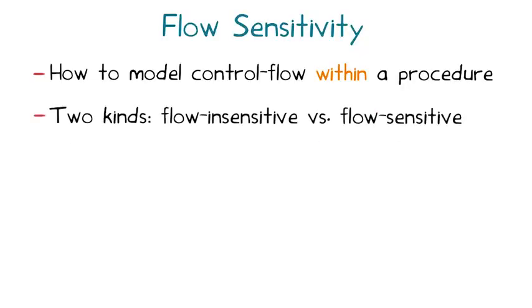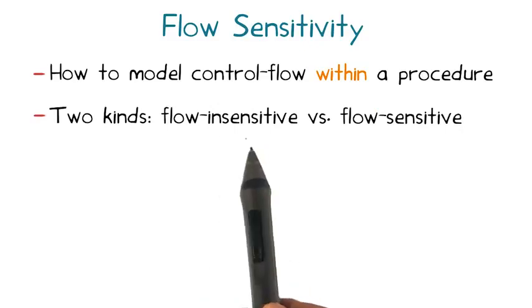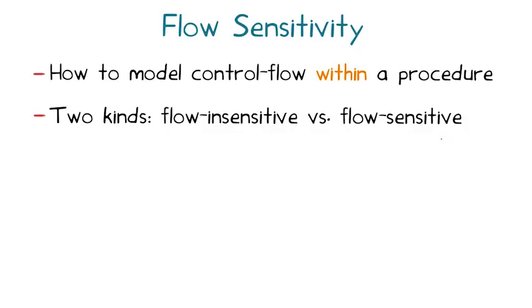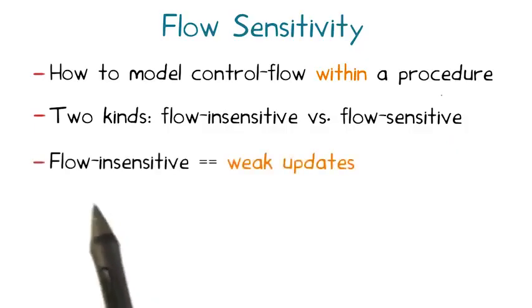Pointer analysis algorithms can be broadly classified into 2 kinds, flow insensitive and flow sensitive, based on how they handle intra-procedural control flow. Flow insensitive pointer analysis algorithms, like the one we just learnt, ignore control flow entirely, viewing the program as an unordered set of statements.